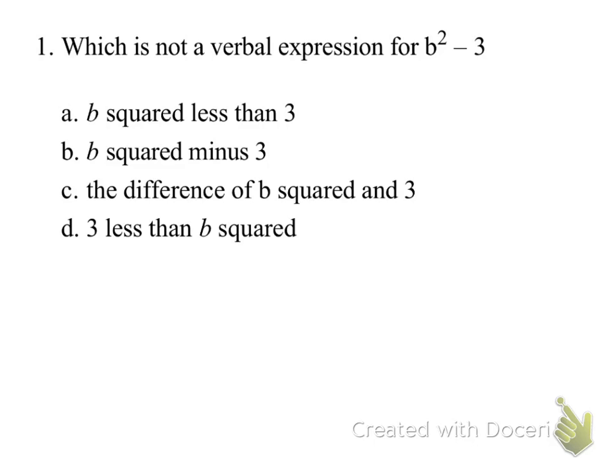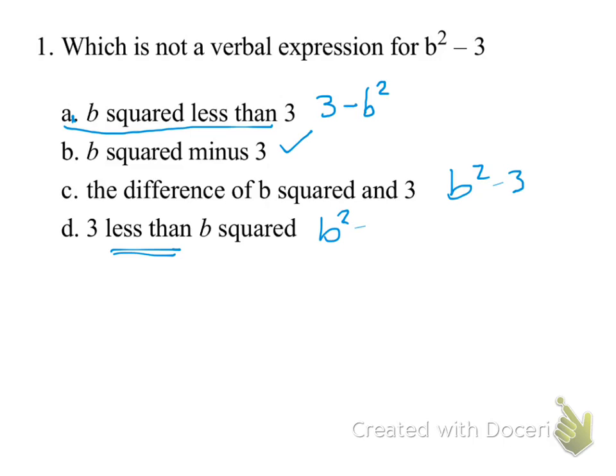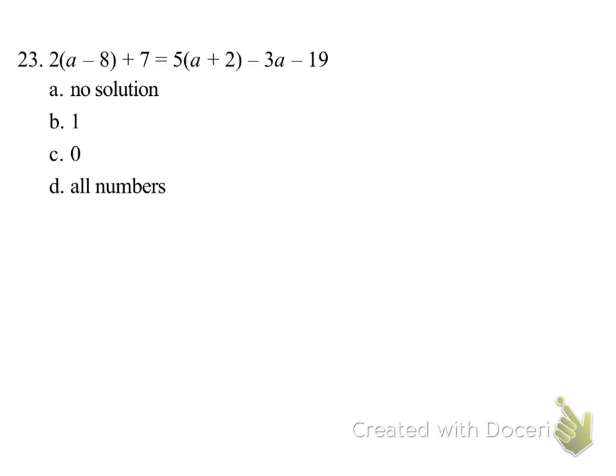Letter A says b squared less than 3, and because it says less than, this goes in the other order. Letter B says b squared minus 3. That's correct. Letter C says the difference of b squared and 3. That's correct. And letter D says 3 less than b squared. That's correct. So A is not a verbal expression.